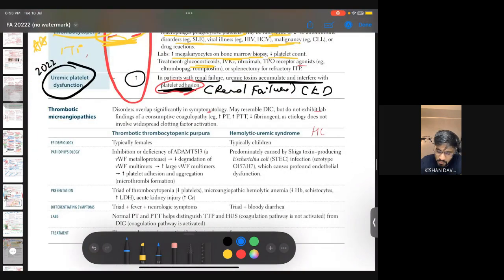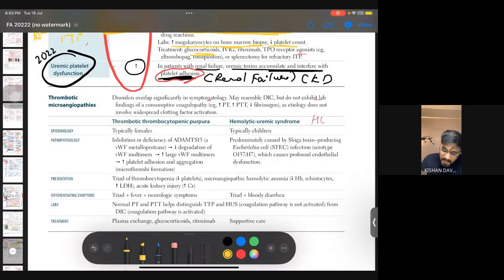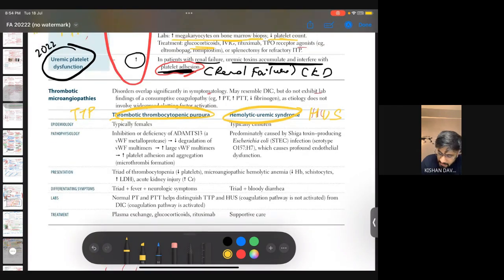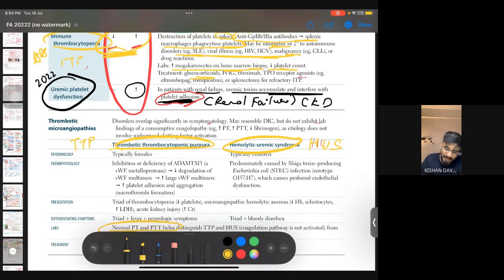Coming to the thrombotic microangiopathies, similarly TTP and HUS. These are the two syndromes that you will be learning, but one important point you have to remember is there will be normal PT and PTT. Okay, normal PT and PTT. That's why it can be easily identified from other conditions. You have to remember normal PT and PTT.